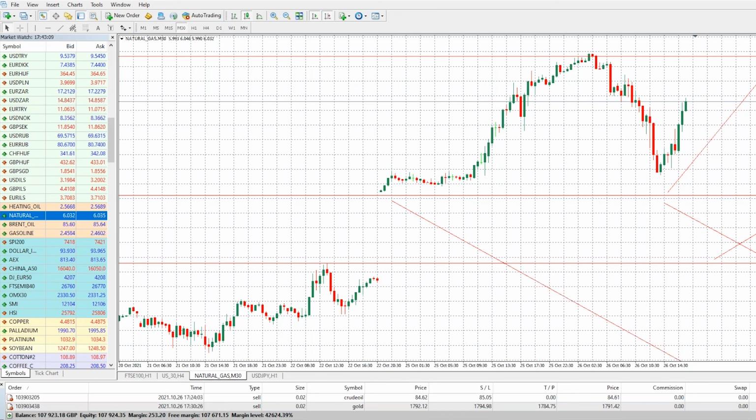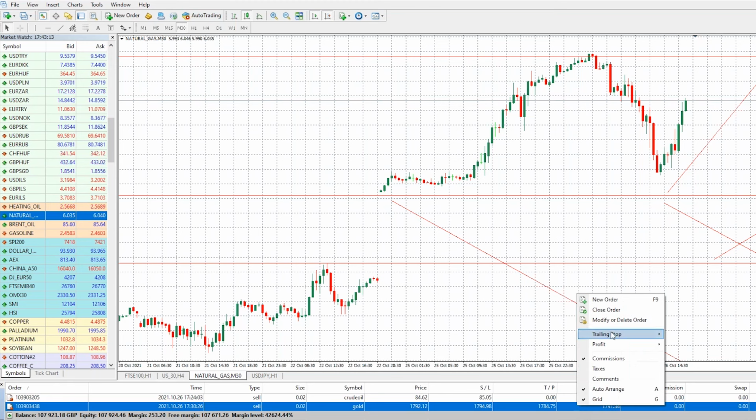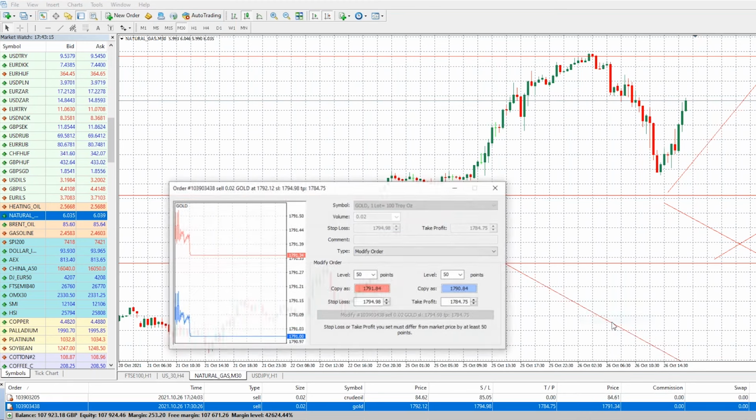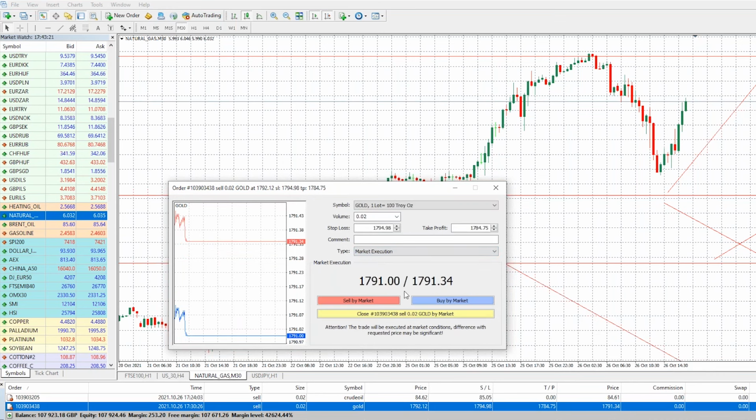right? Like this gold trade, for example. If I right click and I say, let me modify this, let me switch from modify to market execution, and I have the option to close my trade now. Okay, I brought up the trade by right clicking over it down here. Then I switch it to market execution, and I have three options: to do another position to sell or buy, or to close the current position.